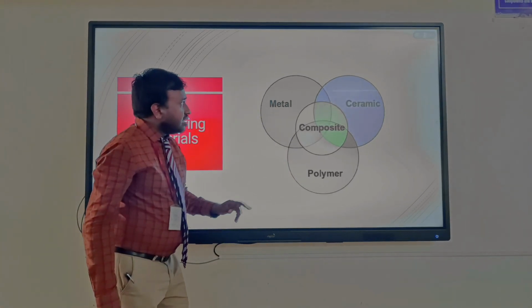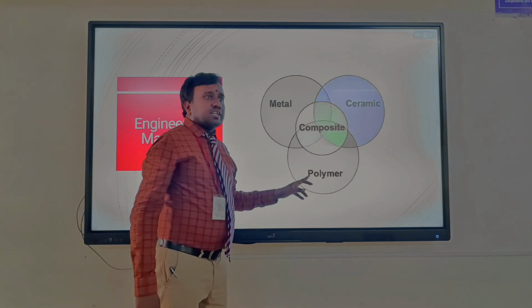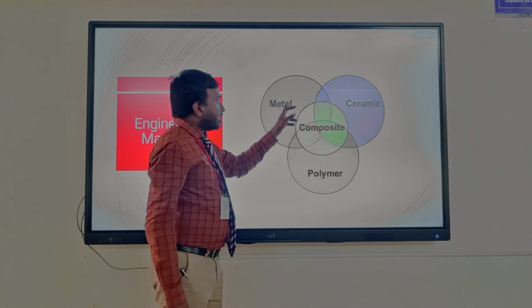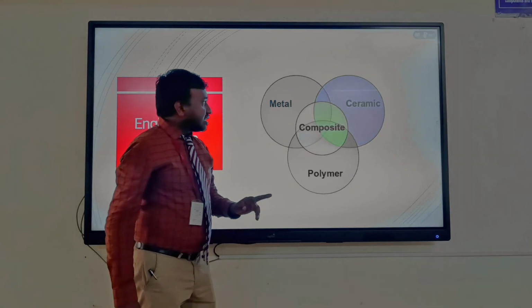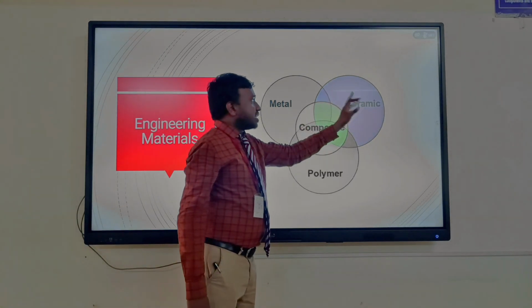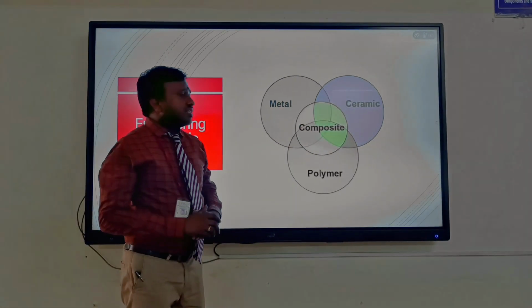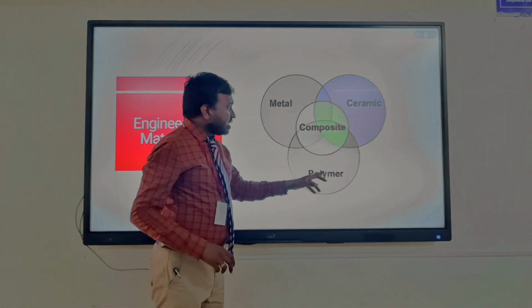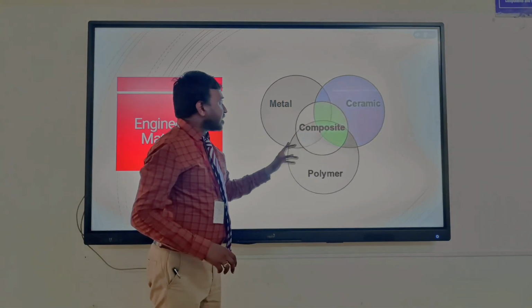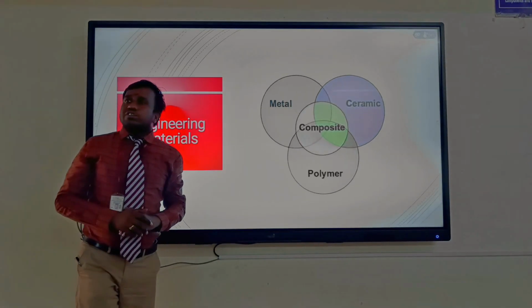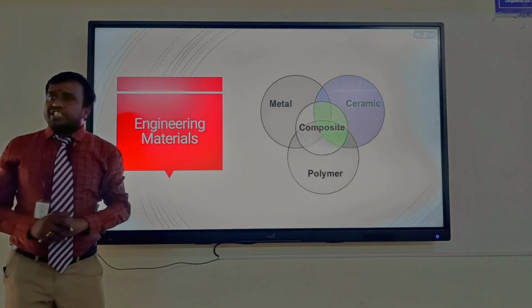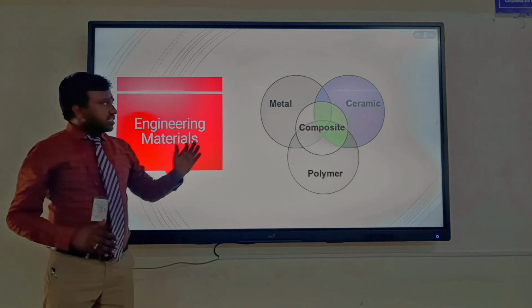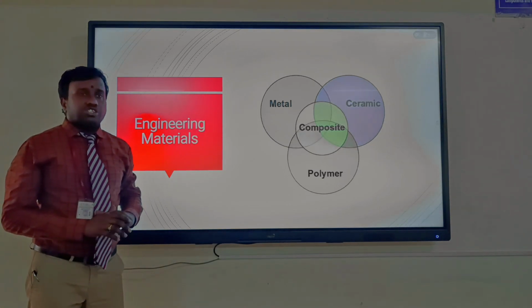The second one is polymer matrix composite. Here the polymer is the base material, and the reinforcement will be either metal powder or ceramic particles. And the third one is ceramic matrix composite. In this, the ceramic material forms the base phase or matrix phase, and the reinforcement particles will be either polymer particles or metal particles. So these three are the main classification of engineering materials. This is the general definition of engineering materials.